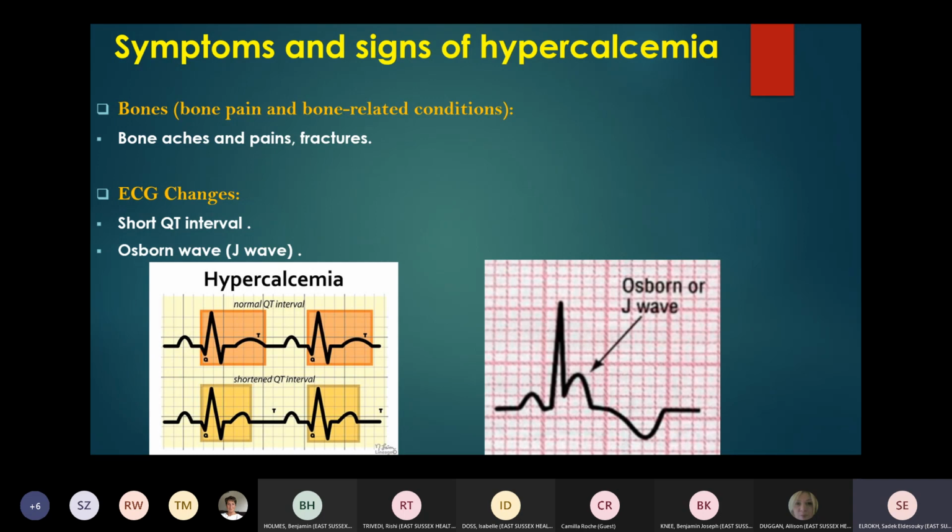This is the QT interval, which should be around 0.12. This is a normal QT interval. In the case of hypercalcemia, it could be shortened, less than 0.12. And also you can notice the Osborne wave or J wave. This J wave can be found also in the case of hypothermia, which is a notch attached to, or straight after, the QRS complex. You can find this Osborne wave or J wave in a case of hypercalcemia and in a case of hypothermia as well.